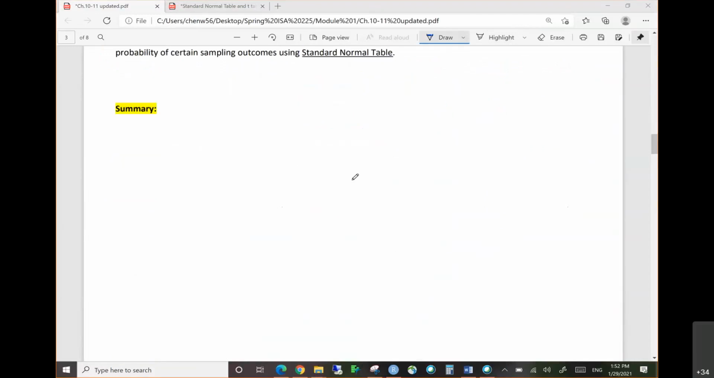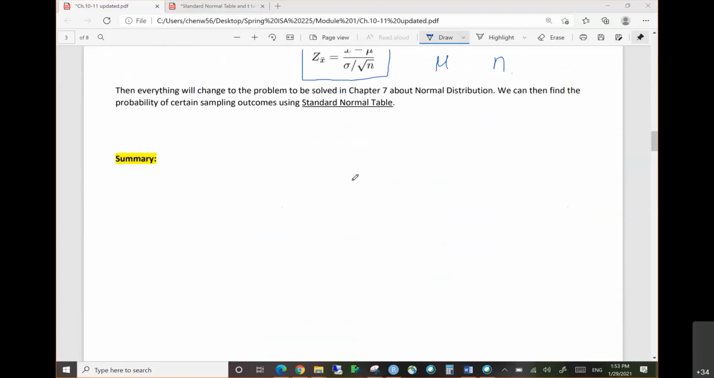All right, so think about what we should do. First, let's say we want to find the probability. This is our goal. It doesn't matter whether you want to find the left probability or the right probability, this is our goal: to find the probability. Now, to find the probability, what do you need?